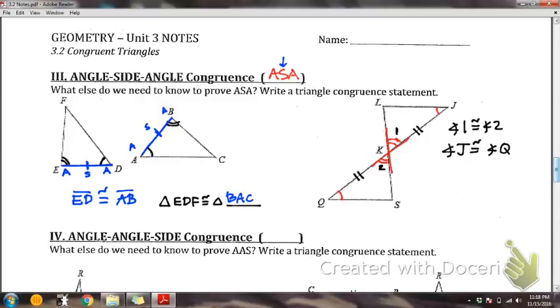And if I said triangle I don't have an I, just kidding. If I said triangle JKL, you would say triangle what? If I said triangle JKL, I started with one arc to two arcs to nothing. So you would say triangle QKS.